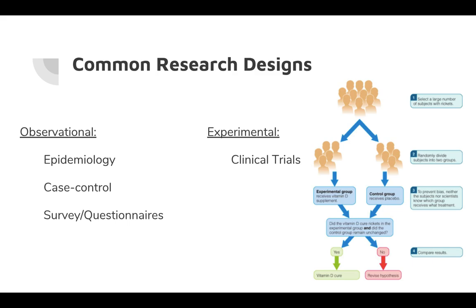So it's going to be that one population that they're looking at, making a correlation between their dietary intakes and health outcomes. Case control, you're going to look at 2 different groups. One group is going to have a disease that you're interested in. So let's say a group of people who have type 2 diabetes. And then the second group is going to be the control group, so healthy people.